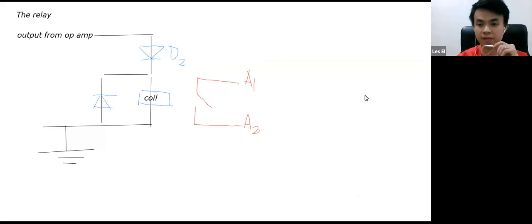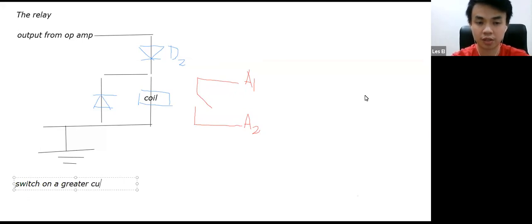This is the last part of the OP amplifier. So another application is a relay. A relay, as I mentioned before, is used to switch on a greater current by using a smaller current.